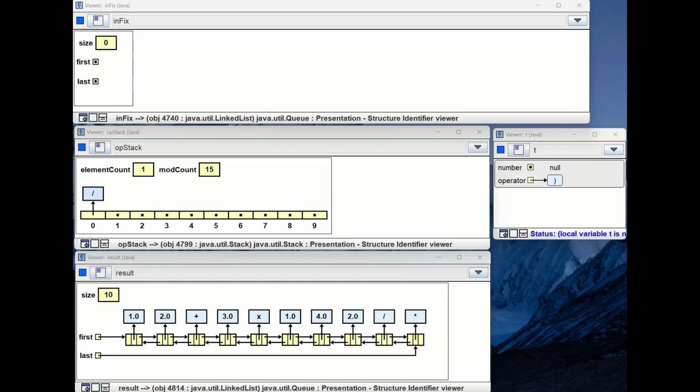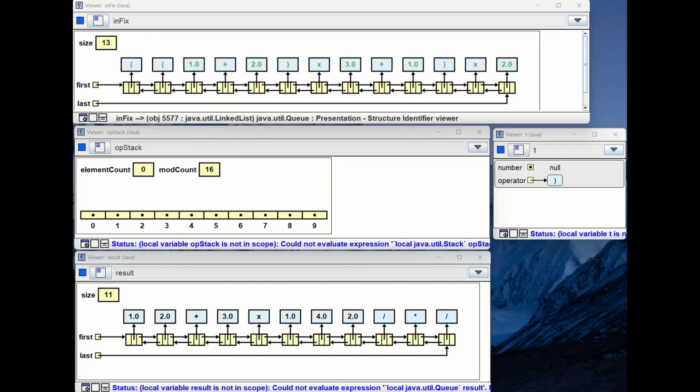So now we just pop everything out of the stack and put that into our result queue. So down here, now we have the resulting postfix expression that matched our original infix expression. This one has a few more parentheses. We'll go a little bit more quickly.